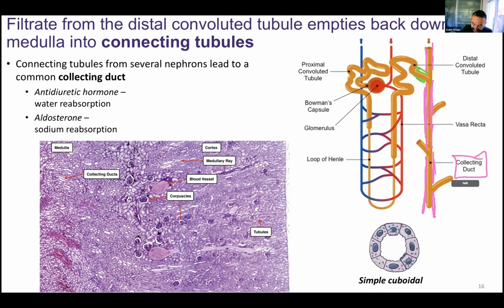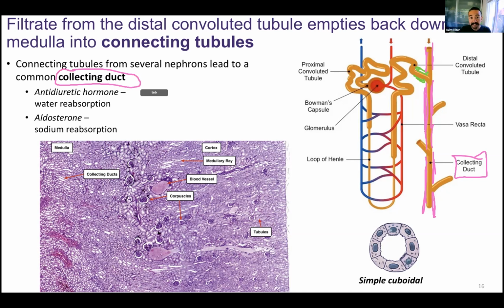This is a collecting duct. Connecting tubules connect many nephrons into a single collecting duct. Now, there's many collecting ducts, but there's many nephrons to one collecting duct. There's convergence. Collecting ducts are really important.